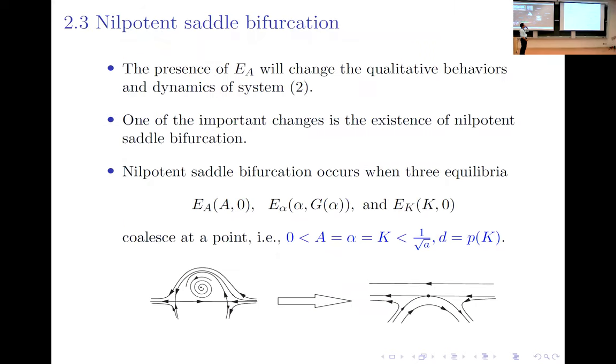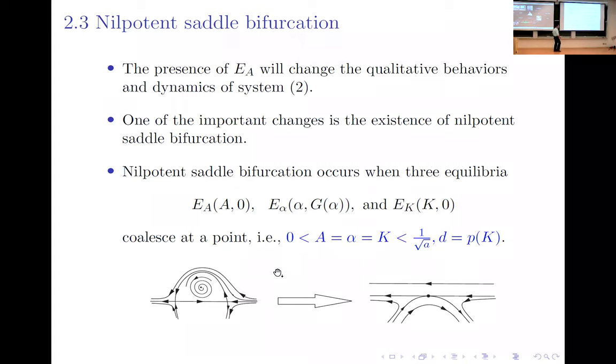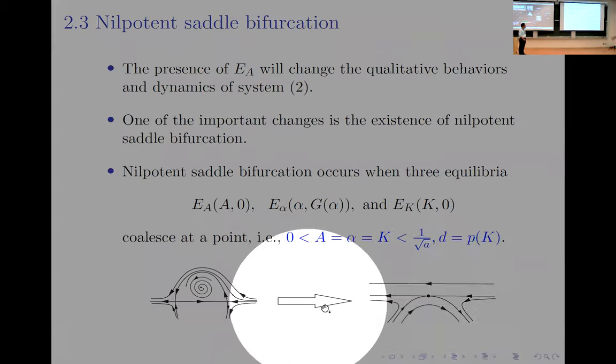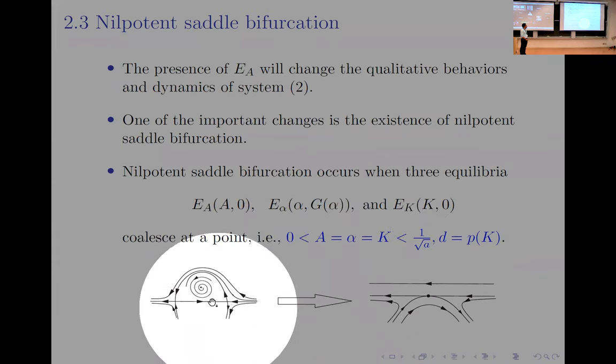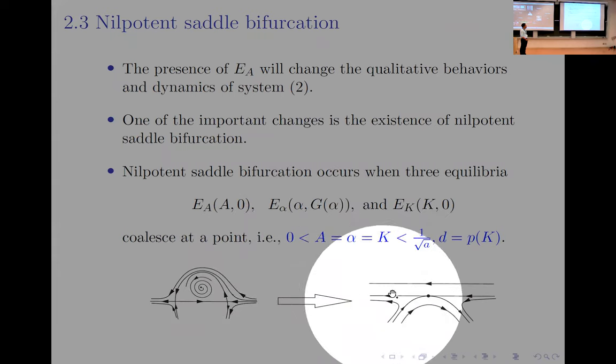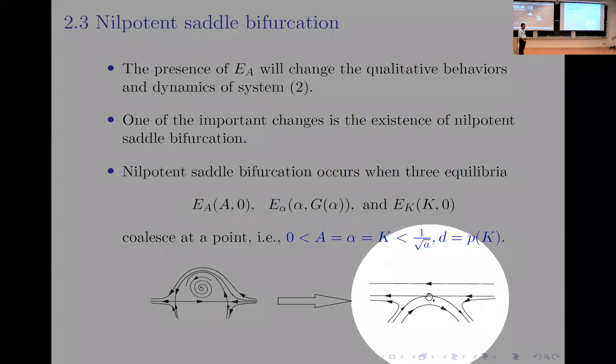The last part is about the nilpotent saddle bifurcation. So we consider the following case. Let's look at this phase portrait. Okay, so we have three equilibrium points. This is the EA and the EK and the endemic equilibrium point. Let's assume this is E alpha. Okay. Now, if these three equilibrium points coalesce, we have a degenerate single point here. Okay. So under these two conditions, these three equilibrium points come together. And by the blow-up, we can show that this equilibrium point is a nilpotent saddle.